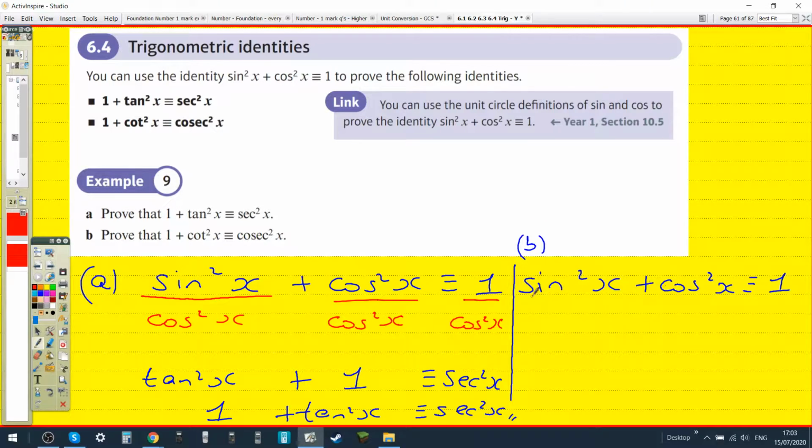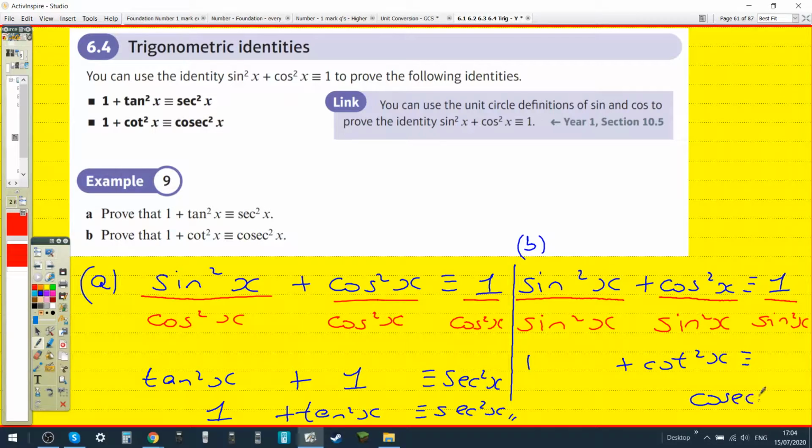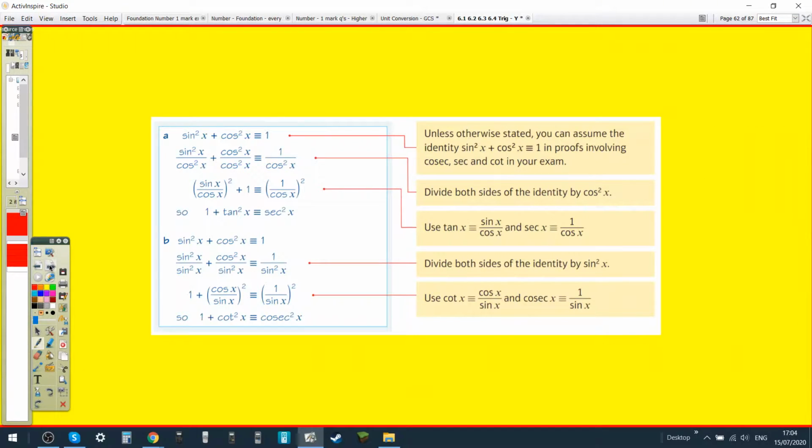Yep. And so what would you divide everything by? Sine x. Yep. Sine squared x. That's it. So then we get 1 plus cot squared x is the same as cosec squared x. Well done. And that's in the form that they were looking for. Sine squared x plus cos squared x is identical to 1. That comes from Pythagoras with a unit circle when you have a radius of 1. And you can divide everything by sine squared x or cos squared x to get these two identities. Any questions about that? No.